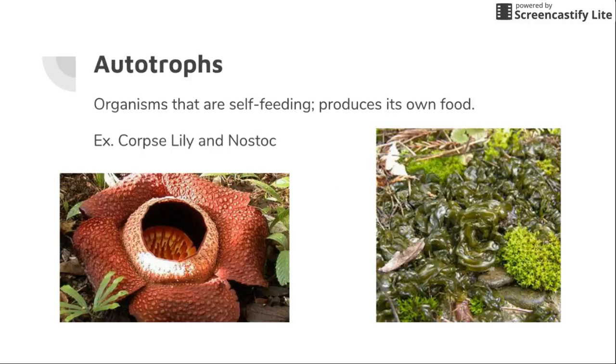Autotrophs, organisms that are self-feeding, produce their own food. Examples are corpse lilies and gnetophytes.